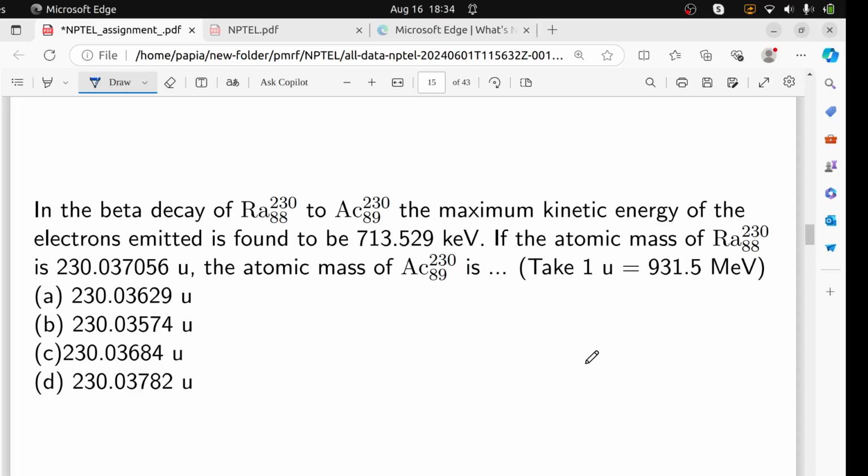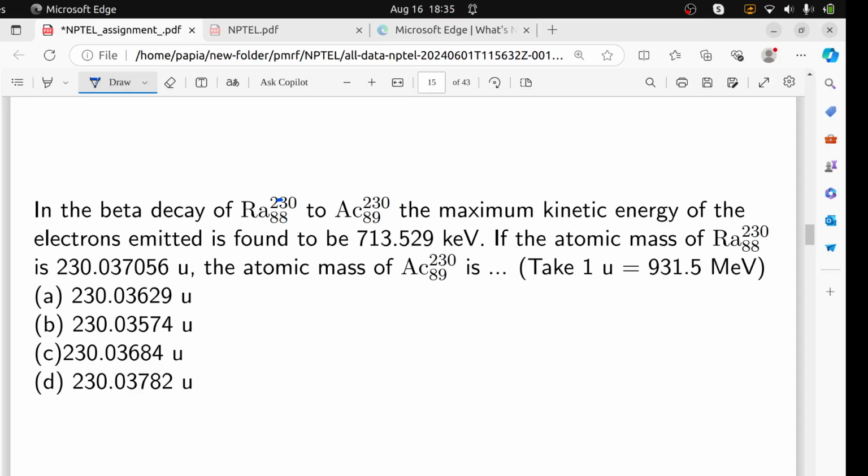Okay. So in the beta decay of radium, see here they have given the 88 and 89 numbers. So we will not bother about X and X plus 1. In the beta decay of radium 88, 230 to AC 89, 230, the maximum kinetic energy of the electrons emitted is found to be 317.529 keV. Just see the unit here. It is not in MeV, it is given in keV. So we have to be careful about the unit.